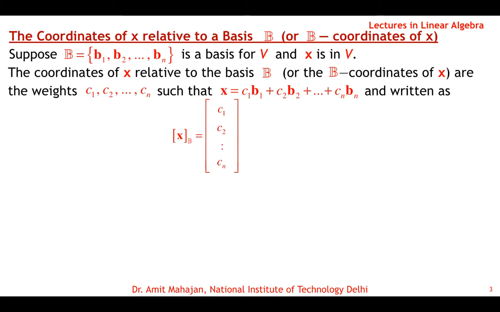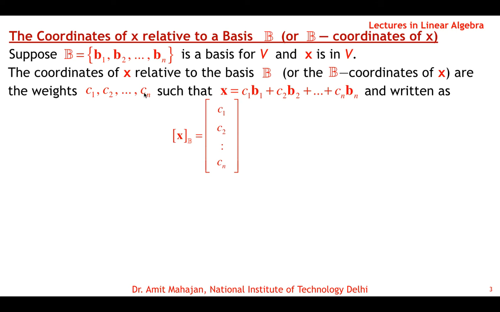Now the second definition is the coordinate of x relative to the basis B, or in short we call it the B coordinate of x. So suppose B is a basis for the vector space V, and x is any vector in V. So we know that now we can write x as a linear combination of b1, b2, bn. So the coordinates of x relative to this basis B are the weights c1, c2, cn, the unique set of scalars that we said in the previous slide.